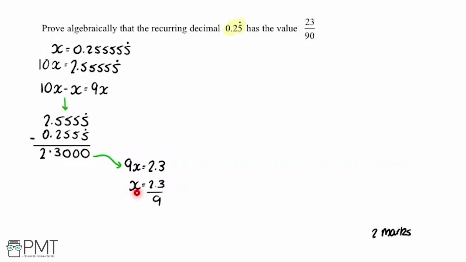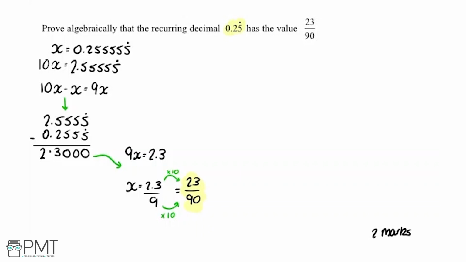We're back to x. Now, to get this into a bit of a nicer form, we're going to times the top by 10 and times the bottom by 10. Because remember, anything you do to the top of the fraction, you've got to do to the bottom of the fraction. And in doing that, we get that x equals 23 over 90. And that's fab, because if we look back up the question, that's what we needed to show.